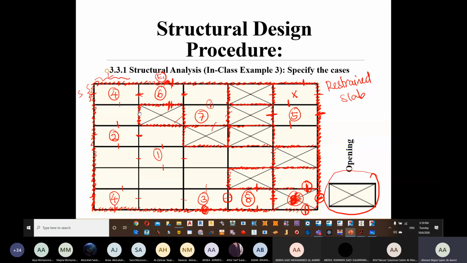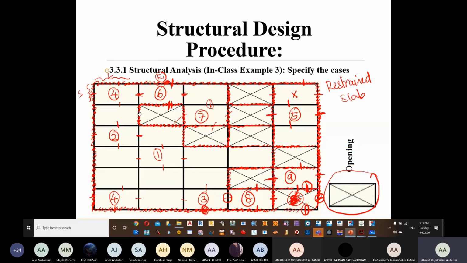So can you search for that slab? Can I say that this is the slab? Disconnected. 4 edges discontinuous means all of them are discontinuous. This slab is not having any connected slab near to it. This is discontinuous, this is discontinuous, this is discontinuous, and this is discontinuous. Are we clear? Are we fine?